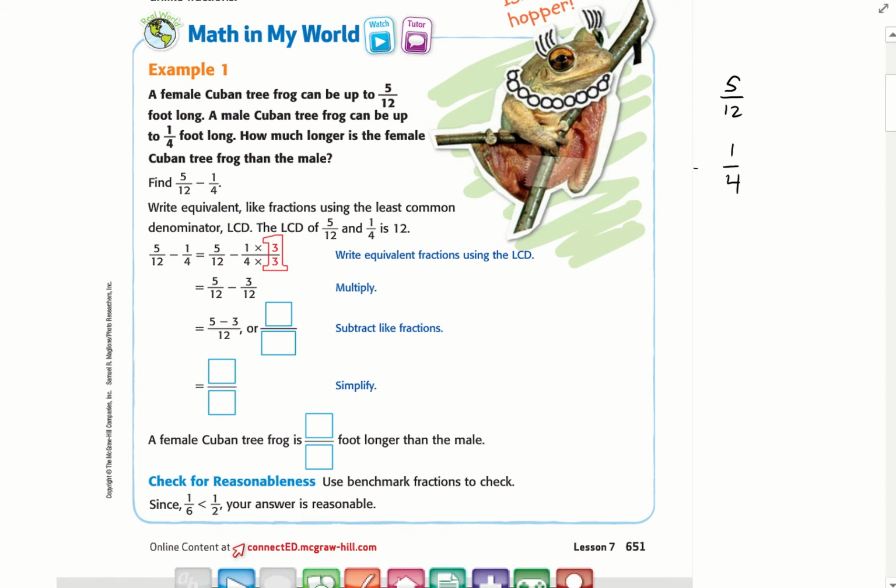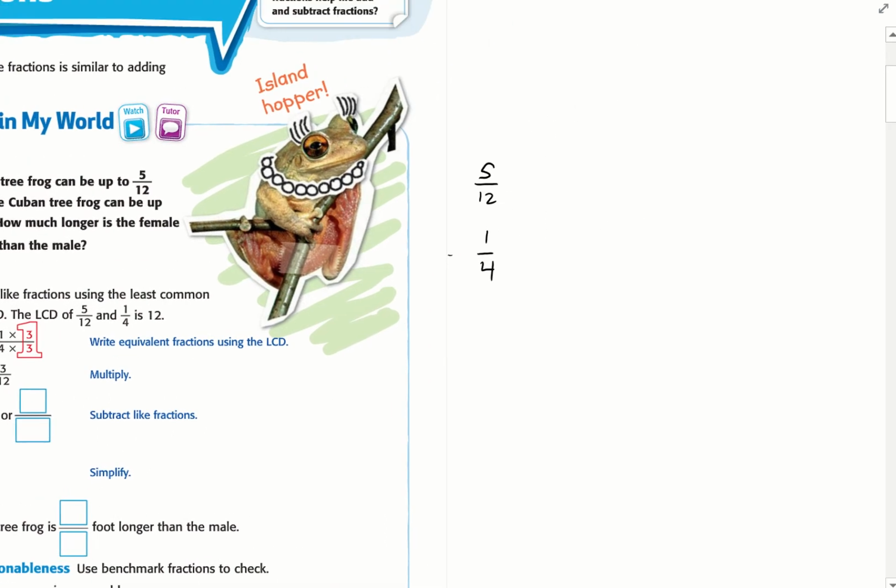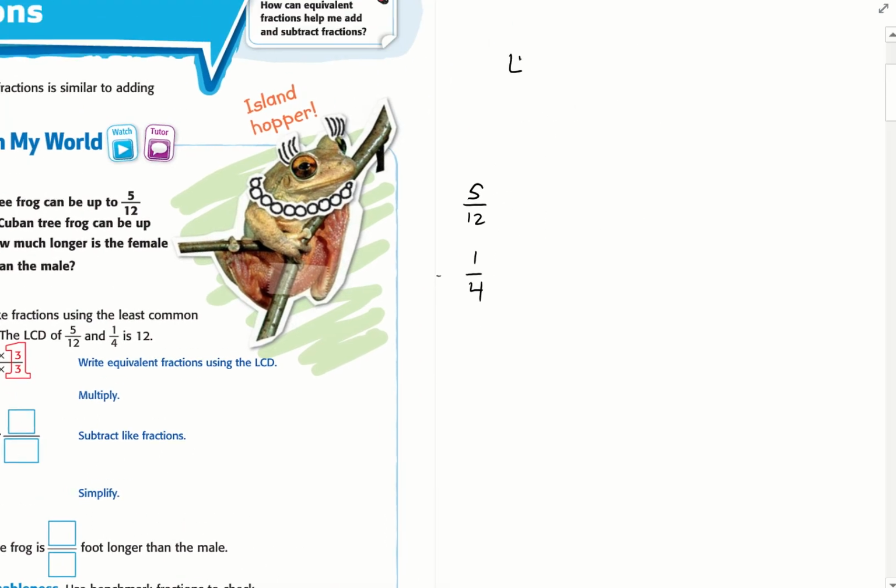So like before, we have to find the least common denominator. If I have my multiples of 4, it's 4, 8, and 12. And we notice that 12 already is a common multiple. So I have to make sure my denominators are going to be 12.